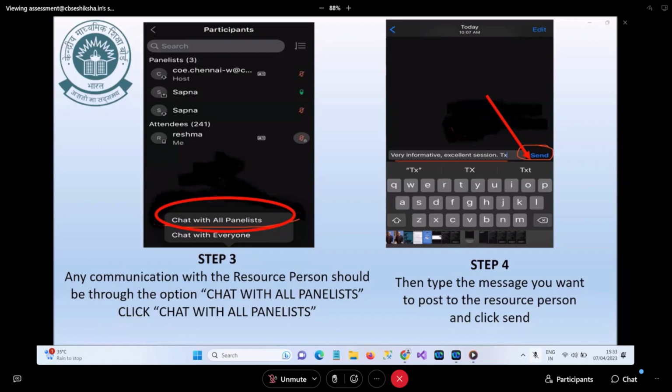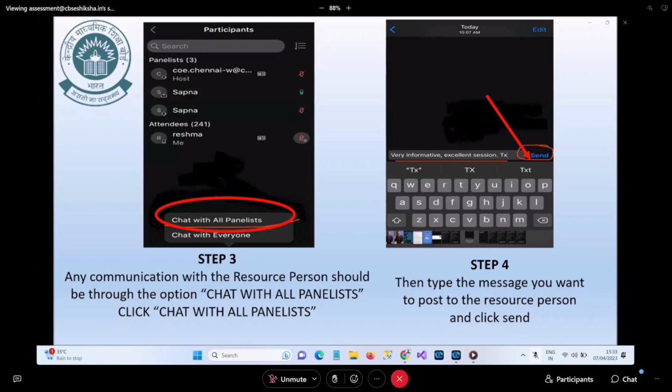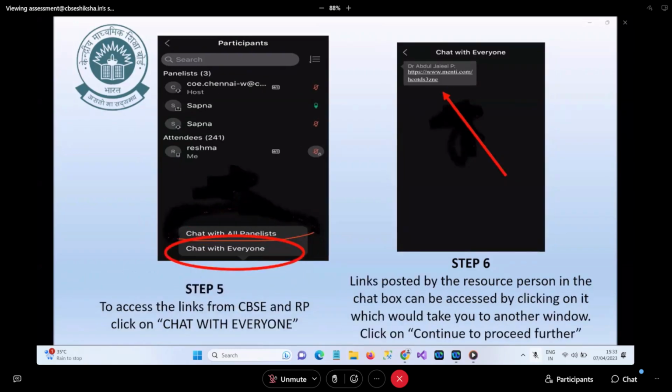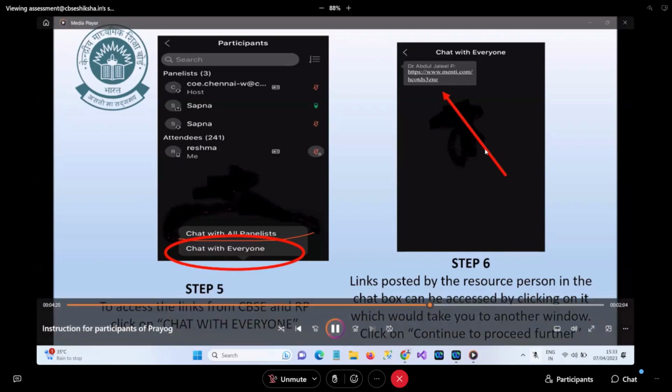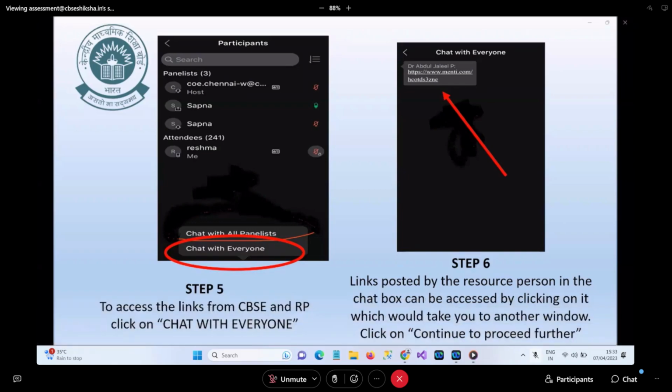Step 4. Then type the message you want to post to the resource person and then click Send. Step 5. To access the links from CBSE and RP, click on Chat with everyone. Step 6. Links posted by the resource person in the chat box can be accessed by clicking on it, which would take you to another window. Click on Continue to proceed further.